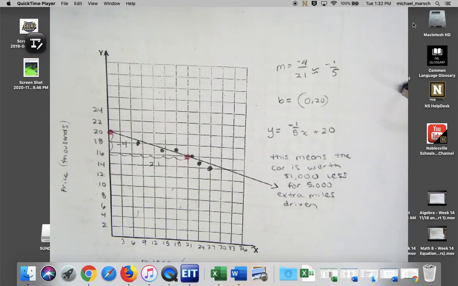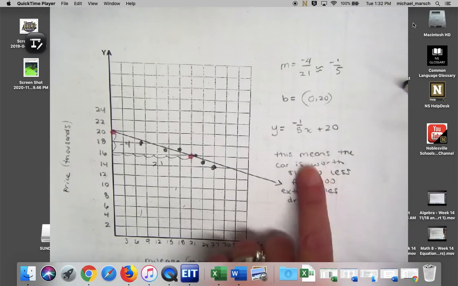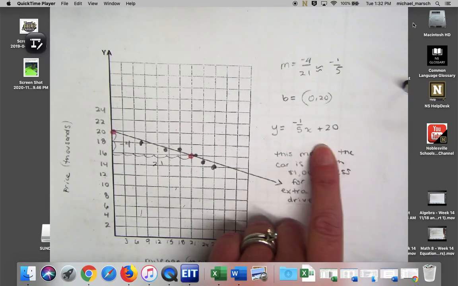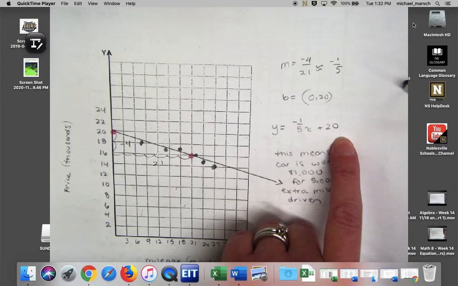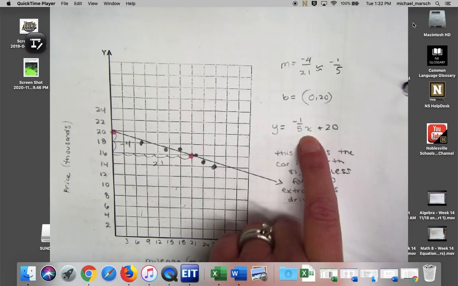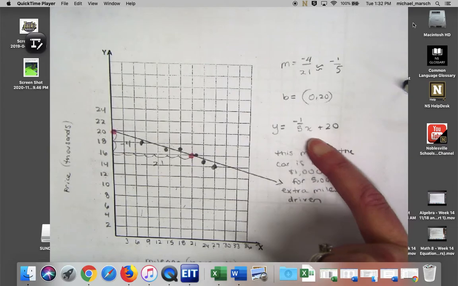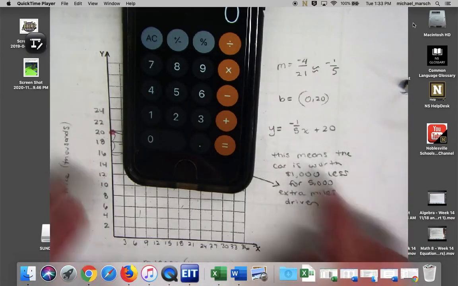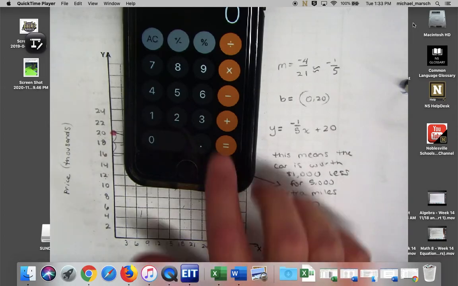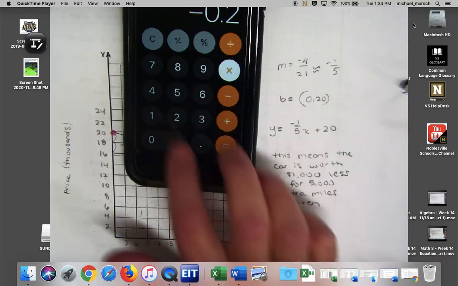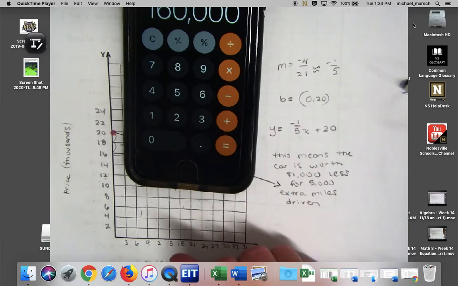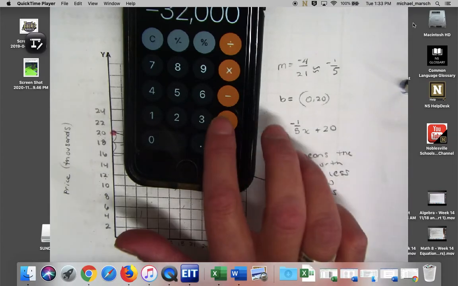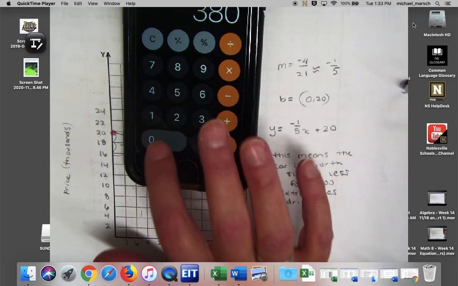Okay, so this is what I did with the other class. We used this to predict how much my car is worth now. Okay, my actual car. So I'm going to use this slope and what my car started at for the price. And what am I going to put in for x? Your miles on your car. So I'm going to take negative 0.2, because that's what this slope is, times 160,000 miles, plus my car costs $38,000.